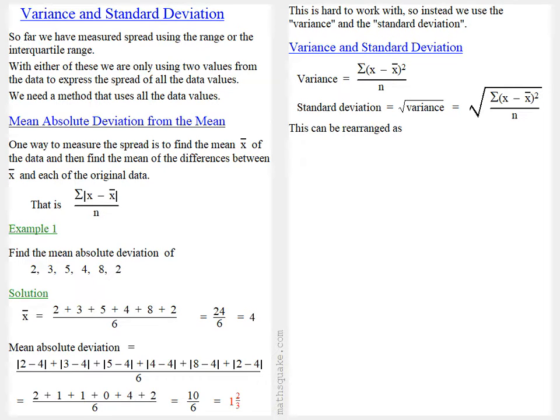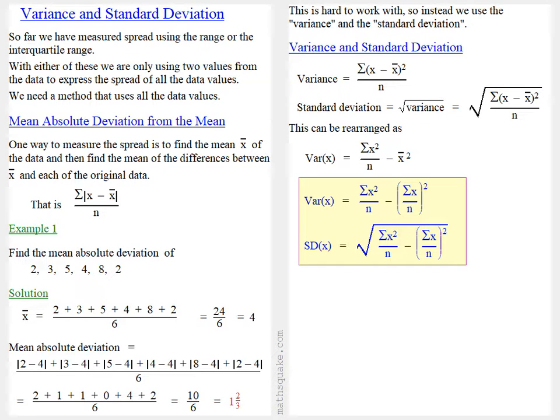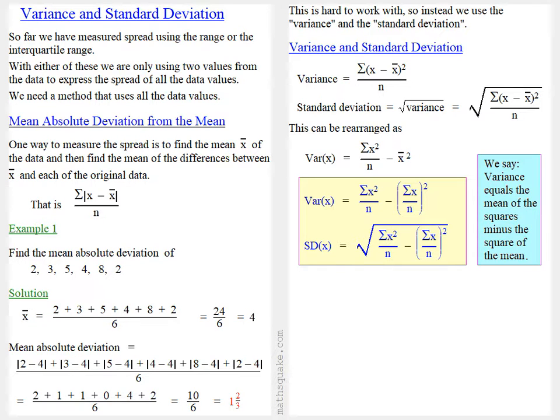Now it turns out this can be rearranged as the variance of x is equal to the sum of the x squareds over n minus the mean of the data squared. So we've got the variance of x is the sum of the x squareds over n minus the sum of the x's over n all squared. And the standard deviation is the square root of that. Now it's easy to remember this because we can say the variance is the mean of the squares minus the square of the mean.